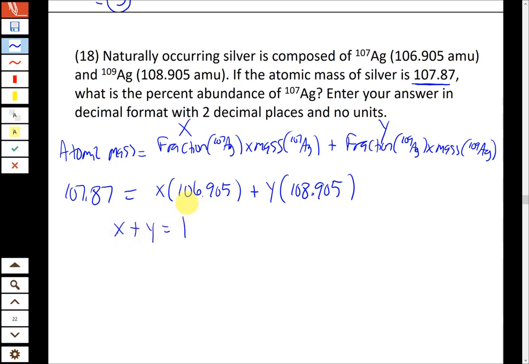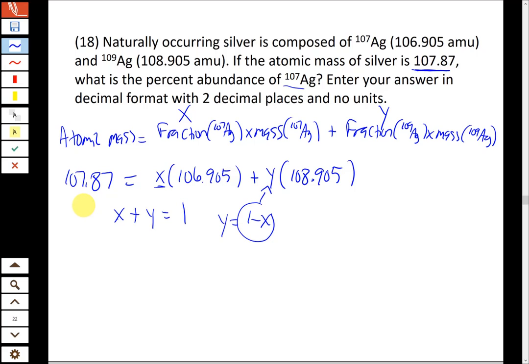In this problem here, we're solving for the fraction, or the percent of 107, so we're going to need to get x initially. So we can rewrite y as 1 minus x. Then we're going to substitute that in for y. Okay? So that gives us a new equation that's just in terms of x, where 107.87 is equal to x times 106.905 plus 1 minus x times the second mass, which is 108.905.